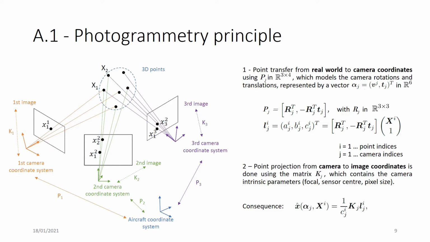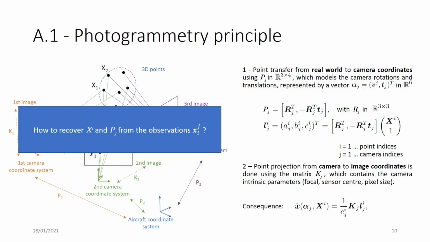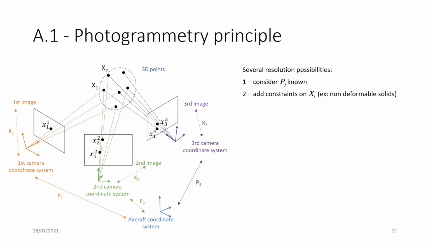And in the end, we've got our 2D projection of the points depending on the camera parameters and 3D points with this expression here. Now the problem is how to recover the 3D position xi and the camera matrix Pj from the observation points xij. So there are several resolution possibilities. First of all, you can consider that the camera matrices are known, or you can also add constraints on the 3D points themselves. For instance, you can say that we have non-deformable solids.